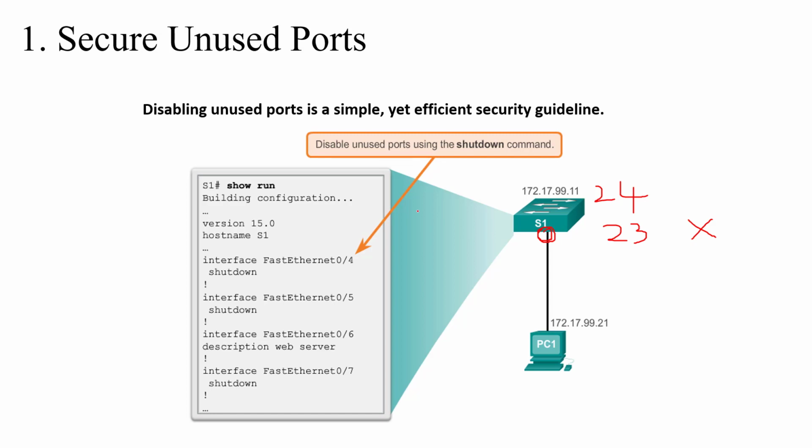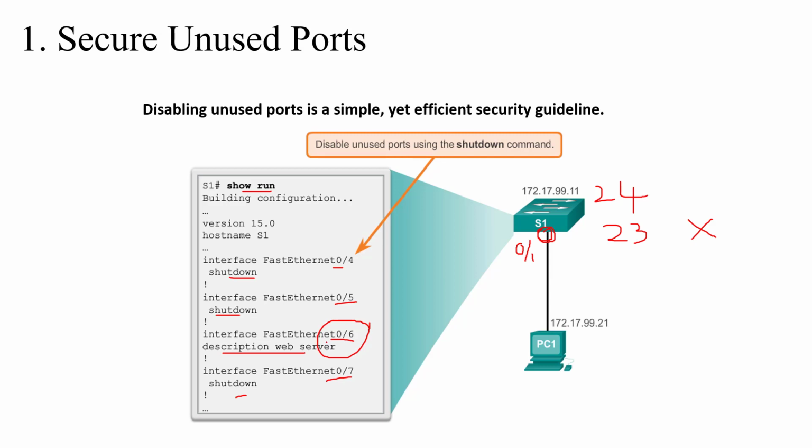Now I'm going to run show running-config. You see, FastEthernet 0/0 is shut down. Good. FastEthernet 0/5 is shut down. FastEthernet 0/6 is not shut down. There is something going on there. The description says web server. FastEthernet 0/7 is shut down. So this 0/6 is going to be vulnerable now. On 0/1, I connected the PC. On FastEthernet 0/1, I connected this PC. It's good, so this will be on.